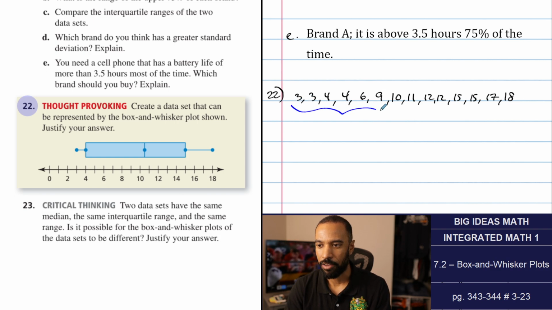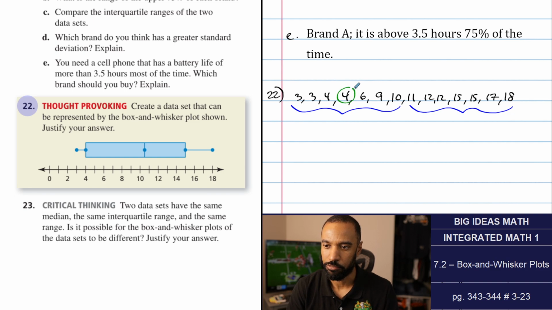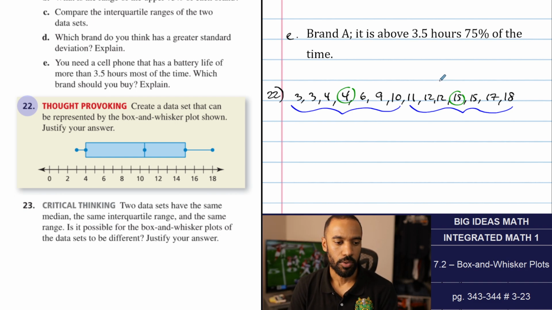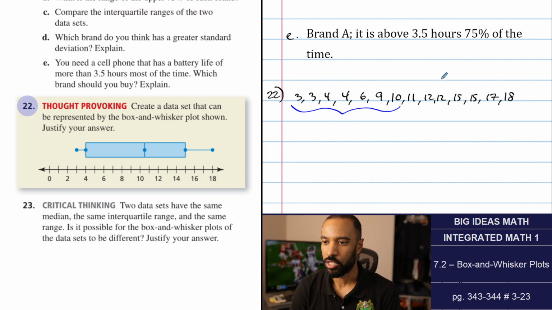And for the lower half, we have 7 values. Upper half, we have 7 values. The middle value of these are 4 and 15. That is our Q1 and our Q3. So that looks to be a set that we can use there. That's how I'm going to go ahead and do that one.